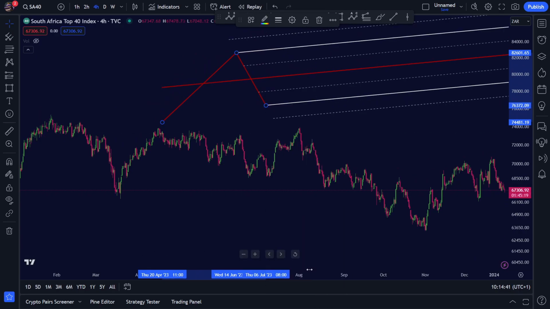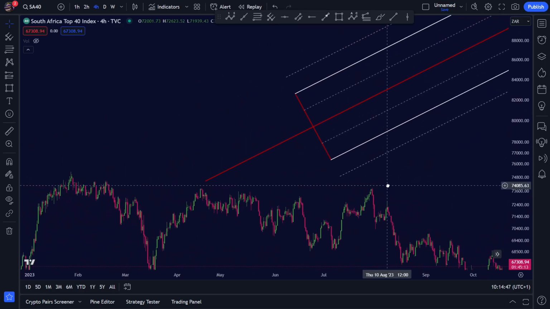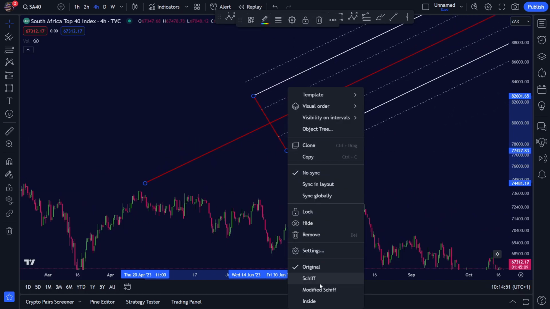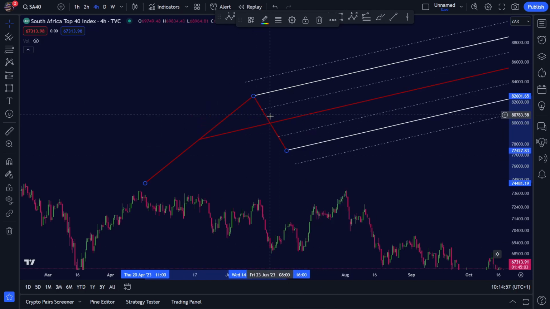This is the original Pitchfork, and you draw it like this on your chart. So what we are looking for are three pivots. This is the original Pitchfork. Then if you right click it, we have the shift Pitchfork, which is a similar version, but it's more bent. And then we have a modify shift, which is also a little bit more bent higher.